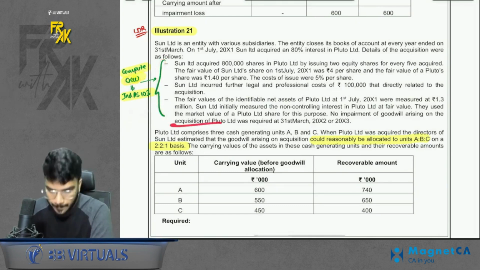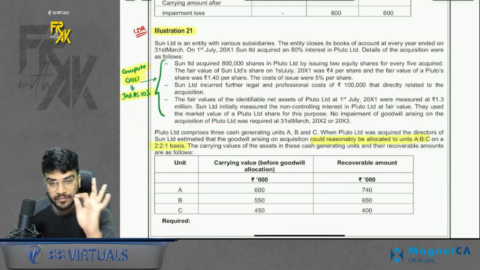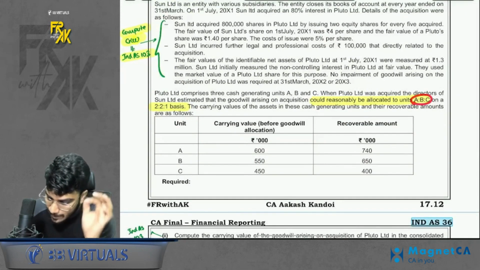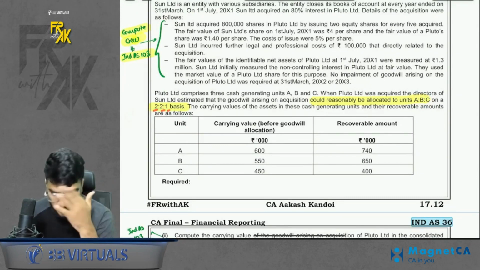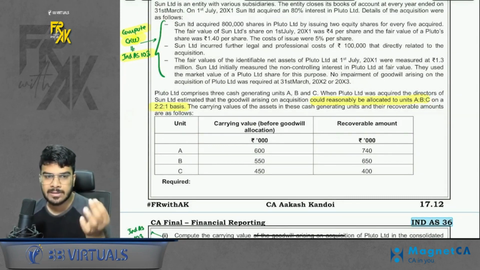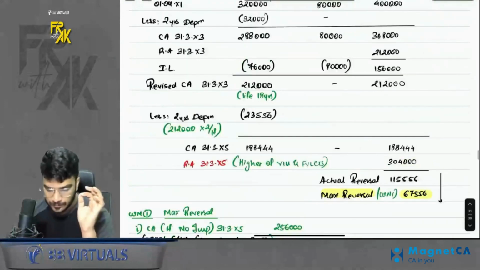Once you get the goodwill, the question says that we have 3 CGUs, and the goodwill can be reasonably allocated to all the CGUs A, B, C in the ratio of 2:2:1. That means, do you remember for CGU we discussed 3 cases in case of goodwill, right?